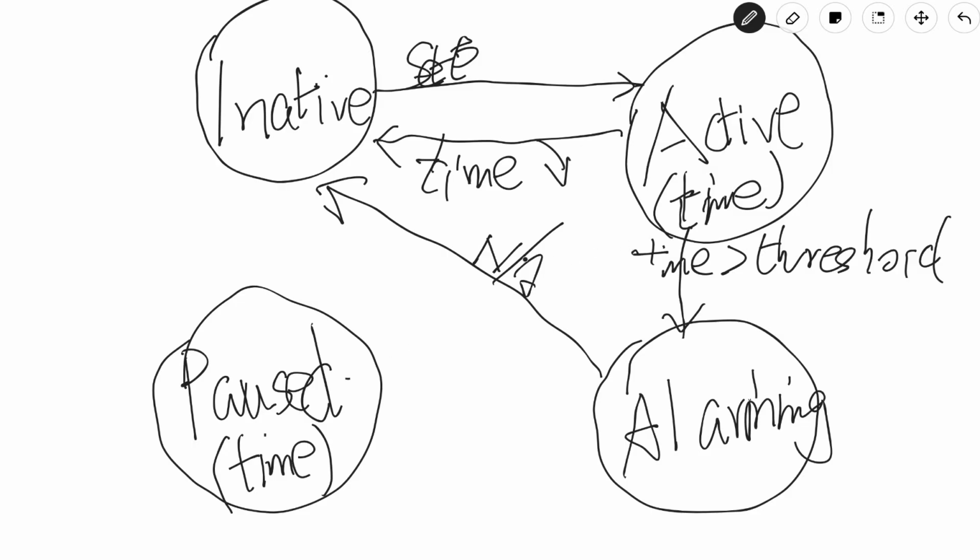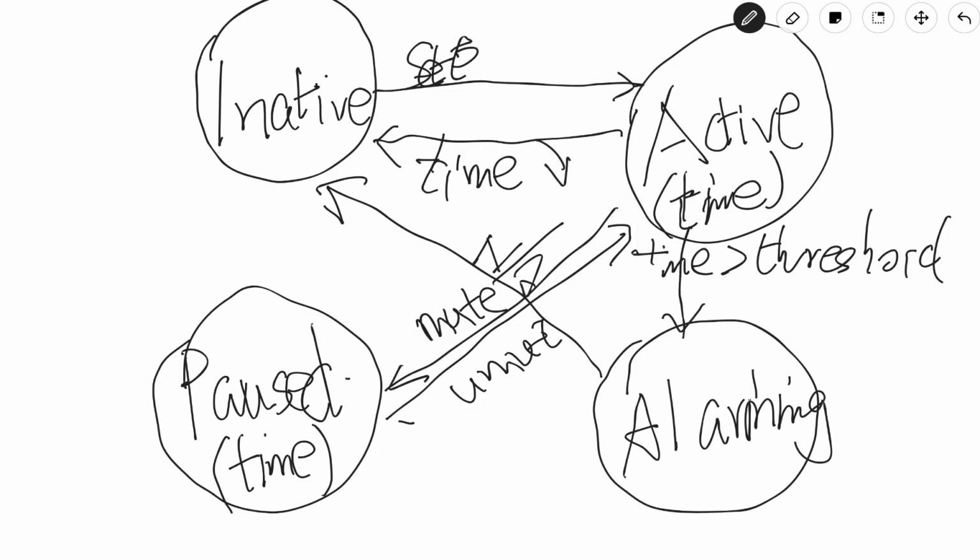And now we need to consider the pause, right? If we click the mute button, it will go to the paused state. And if you unmute, it goes to the active state. So yeah, this is the state machine, or state pattern, that we have defined.